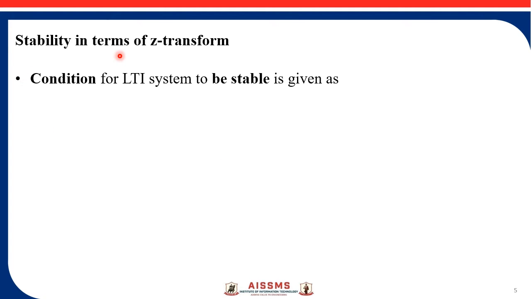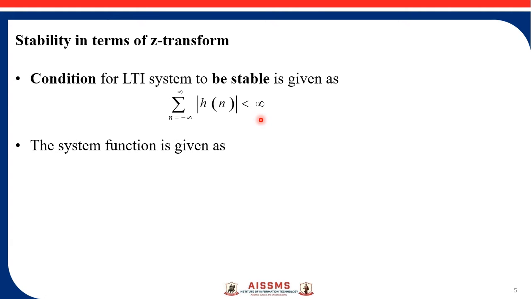Now let us learn the stability in terms of Z transform. The condition for an LTI system to be stable is that the summation, n varying from minus infinity to plus infinity, of mod h of n should be a finite quantity, that means it should be less than infinity. The system function is H of z, the Z transform of h of n, equal to summation n varying from minus infinity to plus infinity h of n z raised to minus n. This is nothing but the Z transform equation for the impulse response h of n.